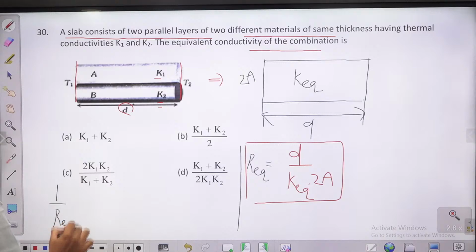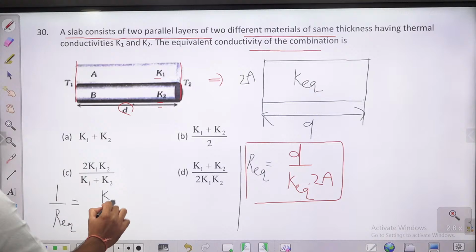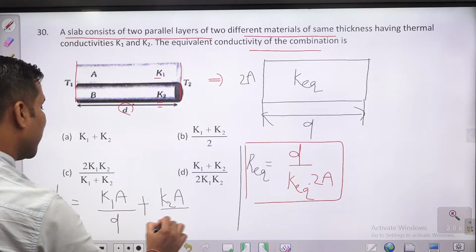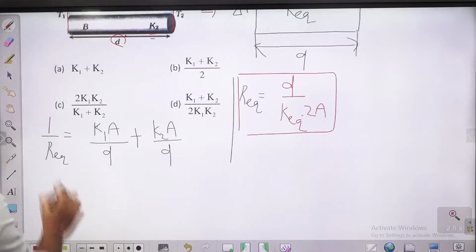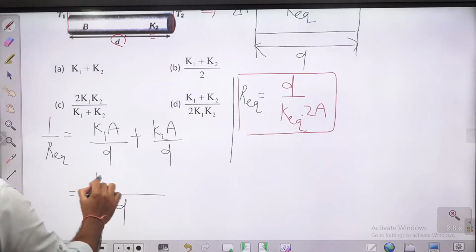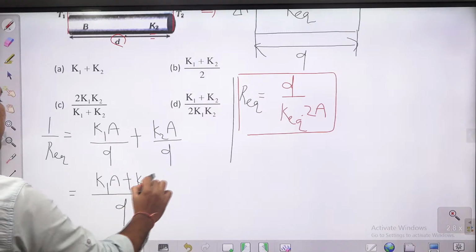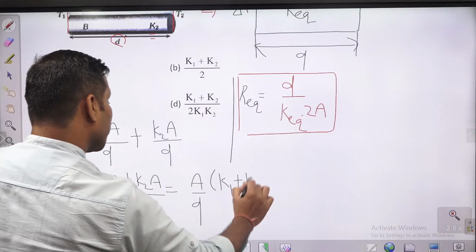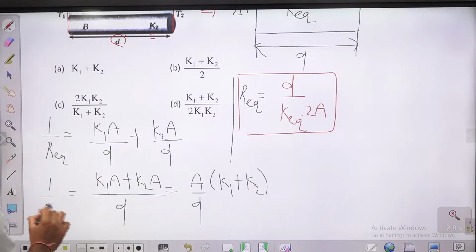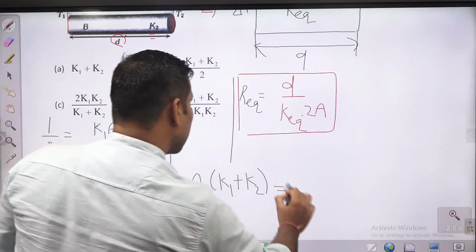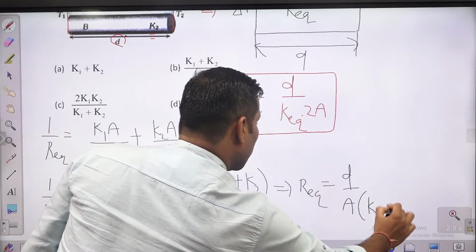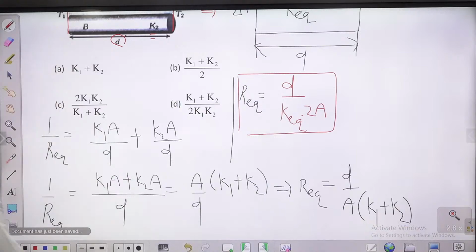So 1 by R equivalent equal to 1 by R1 plus 1 by R2. So 1 by R1 will be what, guys? This is K1A divided by D plus K2A divided by D. Yes or no? So solving this, what you will get? D will be the LCM. You will have K1A plus K2A. So this will be A by D into K1 plus K2. So this is 1 by R equivalent. Solving this, the R equivalent will be D by A into K1 plus K2.